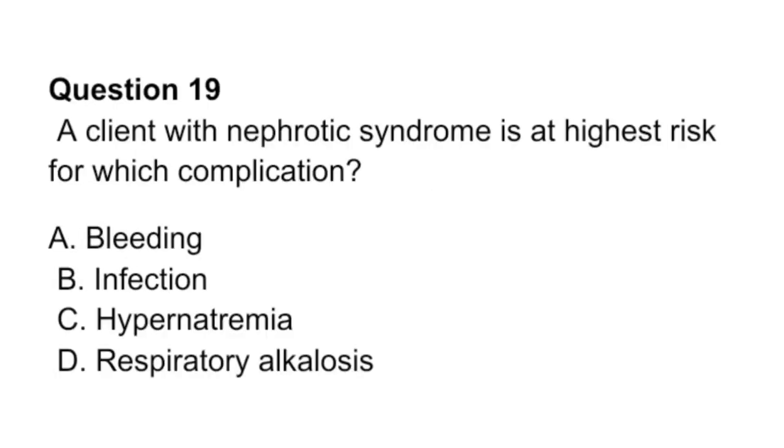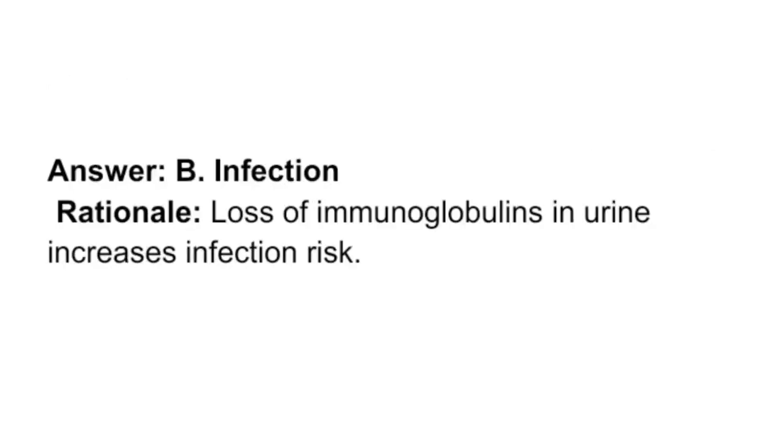Question 19. A client with nephrotic syndrome is at highest risk for which complication? A. Bleeding. B. Infection. C. Hypernatremia. D. Respiratory alkalosis. Answer: B. Infection. Rationale: loss of immunoglobulins in urine increases infection risk.